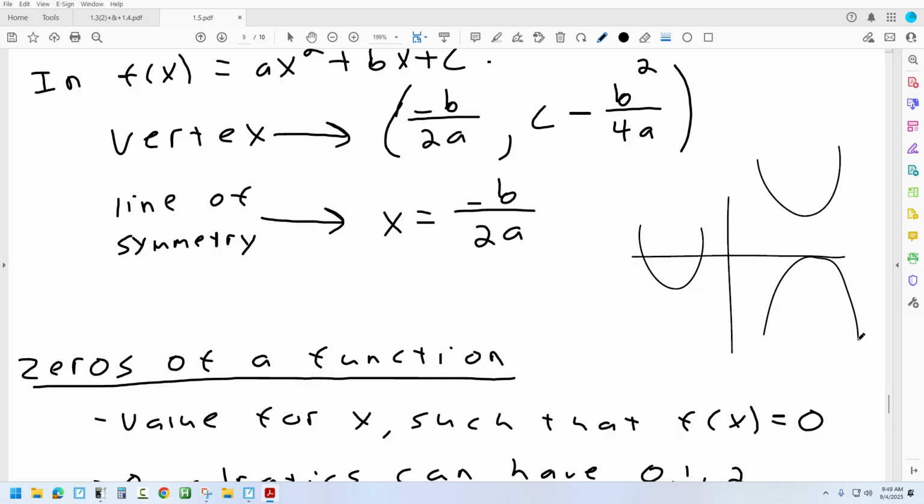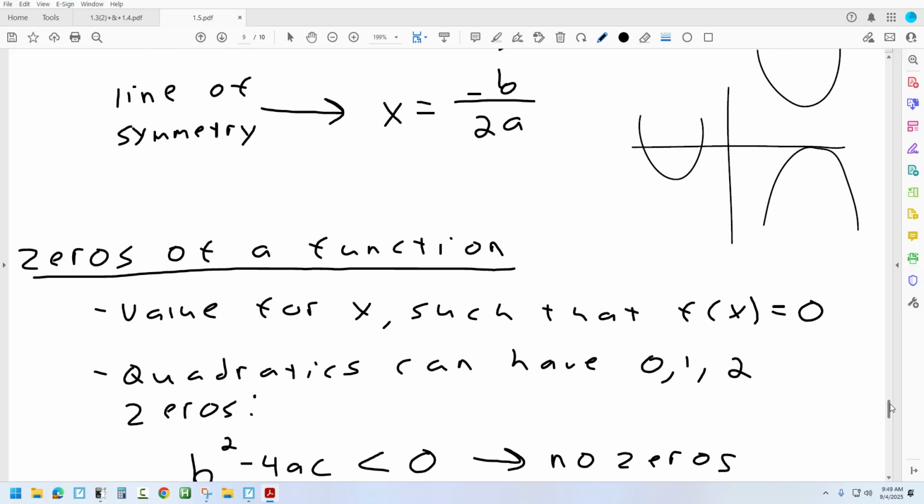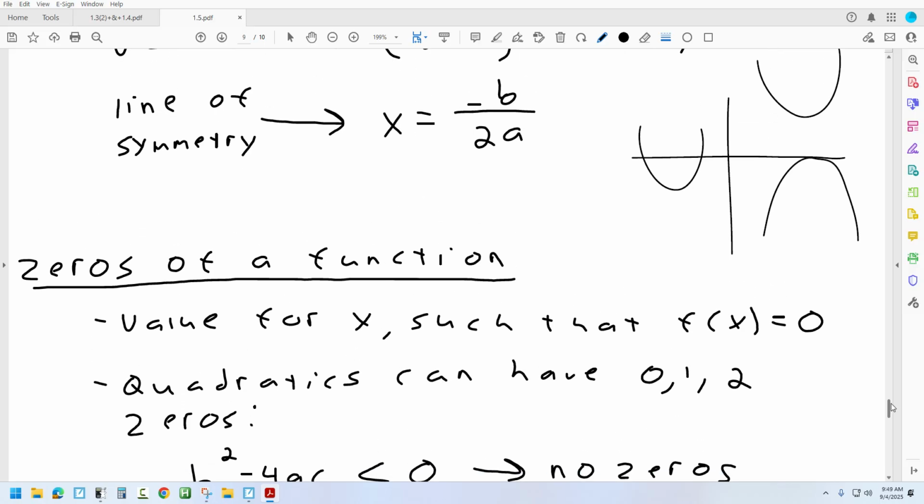So when I talk about zeros of a function, I'm basically talking about how many times it can cross the x-axis. It's a number that you can fill in for x, and if you plug that number into your formula, you get 0 for y. That's called a zero of a function. Quadratics have 3 different cases: 0, 1, or 2. Now I'm strictly talking about real zeros. I'm not talking about imaginary right now.